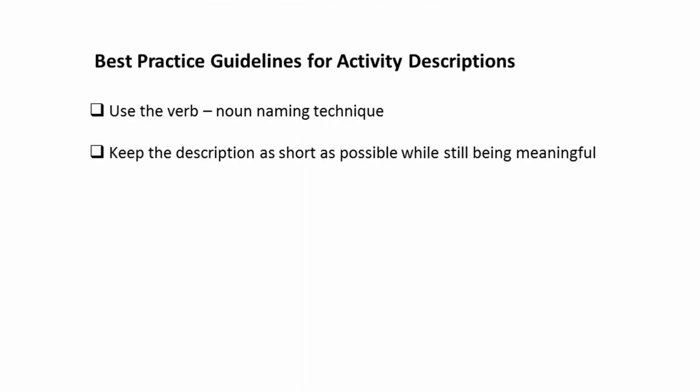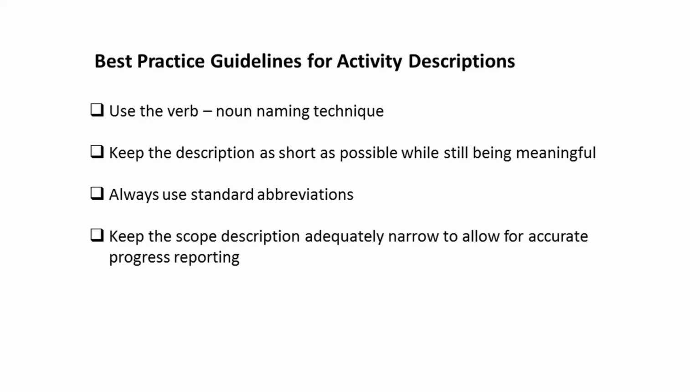Keep the activity's description as short as possible while still being meaningful. The previous bullets will help with this. Always use standard abbreviations. This will make sure all the stakeholders can understand the nature of the activity's scope. And this last bullet is particularly critical. Keep the activity's scope description adequately narrow to allow for accurate progress reporting. If the description is too broad, it will be hard to determine an accurate percentage of completion when work gets started.